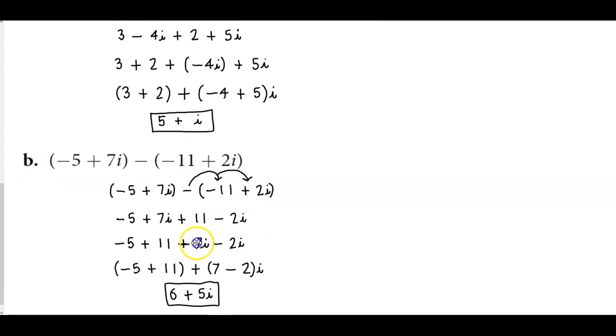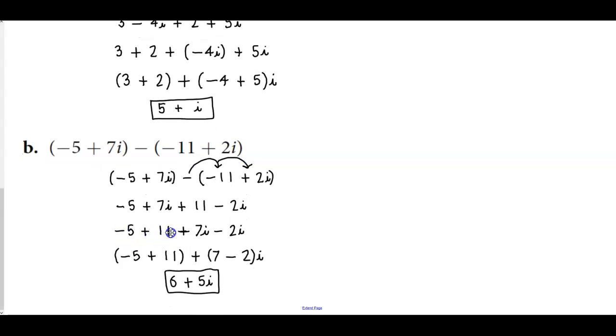And then we're going to group our like terms together. We have negative 5 plus 11 plus 7i minus 2i. So we're going to group them. Negative 5 plus 11 is 6. 7 minus 2 gives you 5i. So the real part is 6, and the imaginary part is 5i.